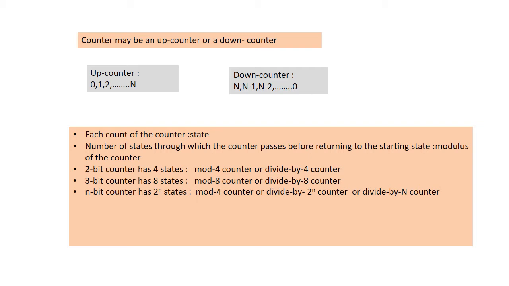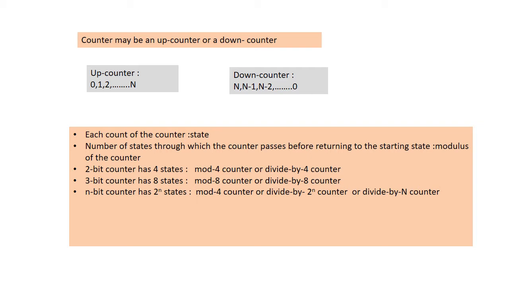The number of states through which the counter passes before returning to the starting state is called the modulus of the counter. Hence, the modulus of a counter is equal to the total number of distinct states or counts, including 0, that a counter can store. In other words, the number of input pulses that causes the counter to reset to its initial count is called the modulus of the counter.